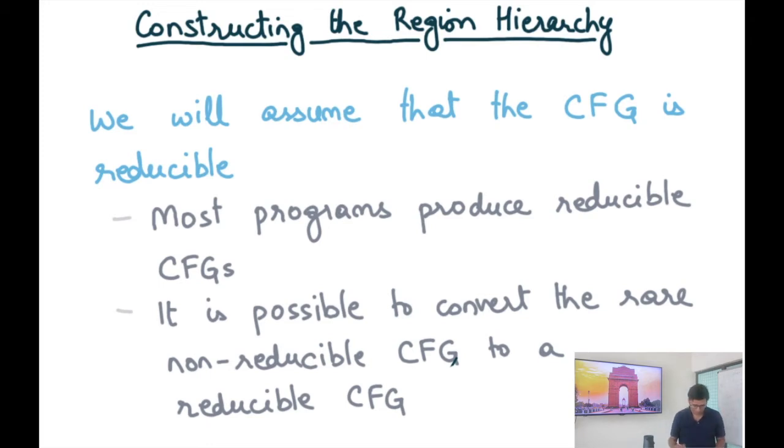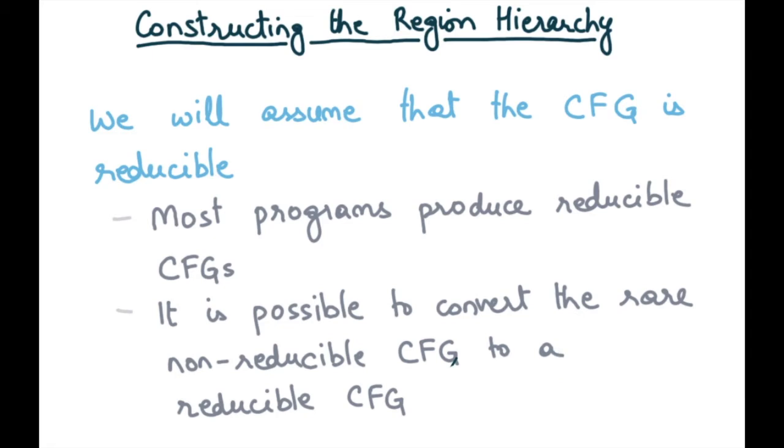region hierarchy? And in this discussion, as we have been doing in the past modules as well, we'll assume that the CFG, the control flow graph, is reducible. The rationale for that is that most programs produce reducible graphs. And even if there's an odd program or an odd part of a program that is not reducible, it is possible to convert it to a reducible graph using code duplication. Even though that can potentially cause an increase in code size, hopefully such cases are going to be rare, and so it becomes a practical solution.